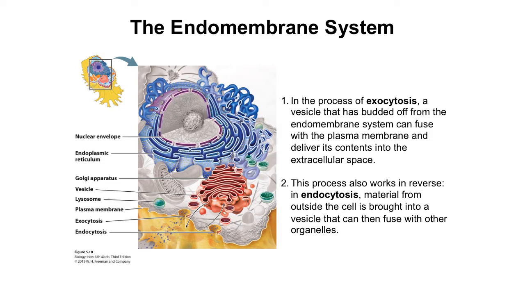Now, you may ask the question, where are these chemical goodies from the endomembrane system delivered? There are many destinations within the cell, but a major destination point is, of course, the plasma membrane. So, in the process of delivering goods to the plasma membrane, in the process called exocytosis, a vesicle that has budded off from the endomembrane system, like so, over here.